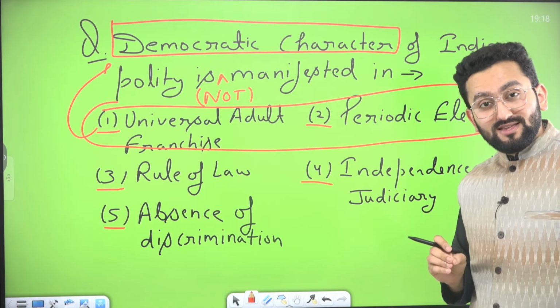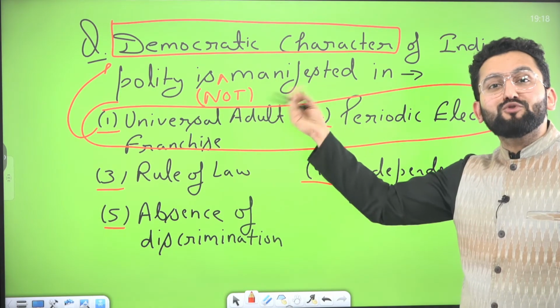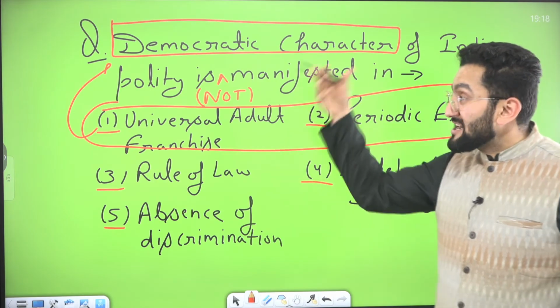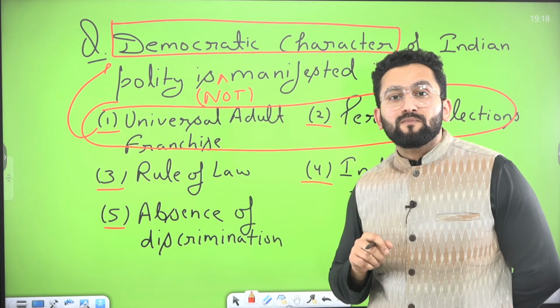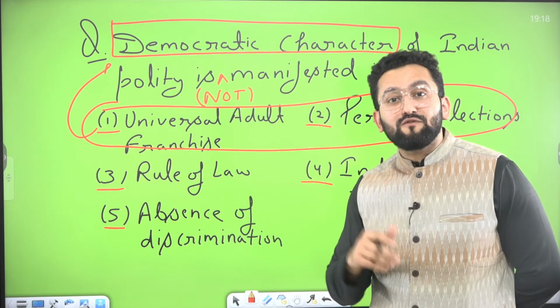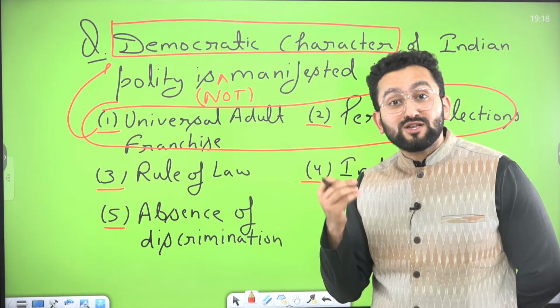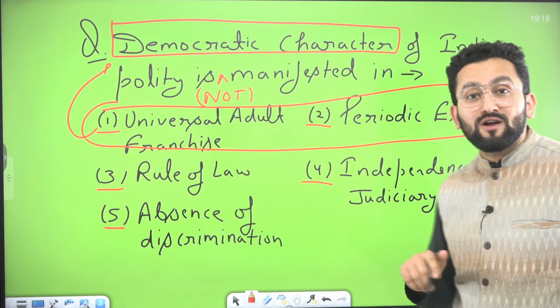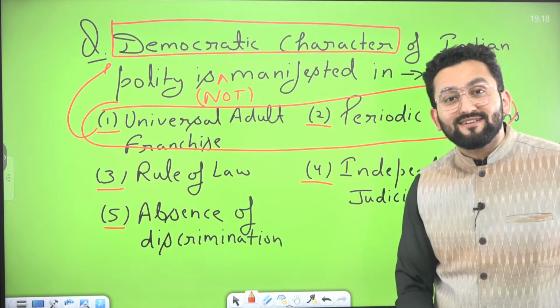But the truth is, all 5 are manifestations of democratic character, because you cannot think of democracy without rule of law. Law should be supreme. Only then you can think of democratic character. People would be able to exercise their choice only when there is rule of law. And this is possible when there is independence of judiciary.